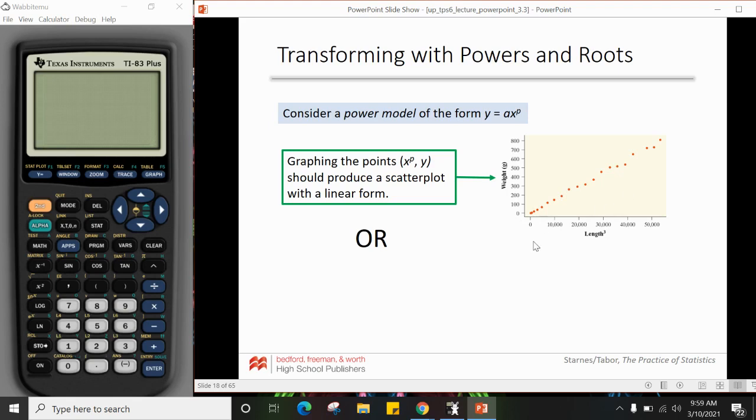All right. So that's with the power model. We turned every x and we raised it to the p. Now we could do something different. What if I didn't want to change my x's? What if I want to change my y's?